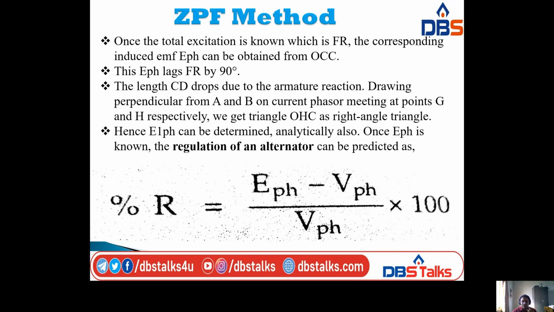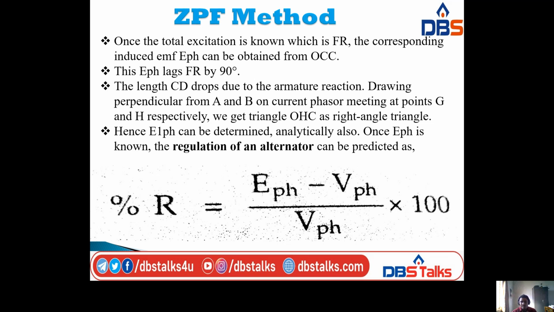And next, once the total excitation is known, which is Fr, the corresponding induced EMF, that is E phase, can be obtained from the OCC. So this E phase, the induced EMF, lags Fr by 90 degrees. And next, the length CD drops due to armature reaction. Draw perpendiculars from A and B on the current phasor, meeting at points G and H respectively. A and B and G and H.